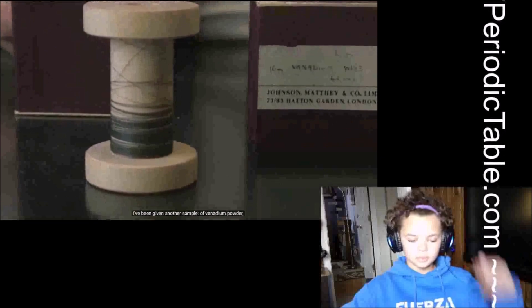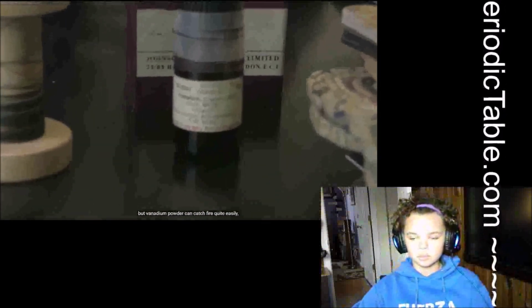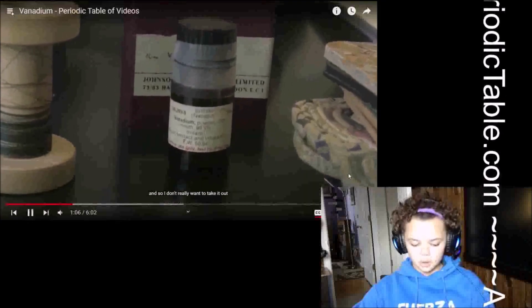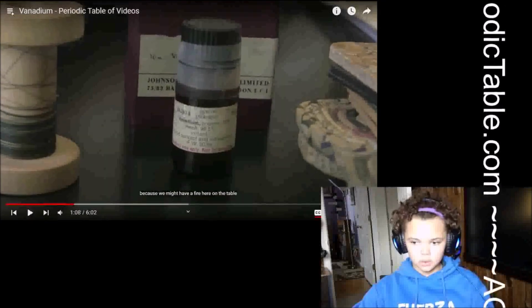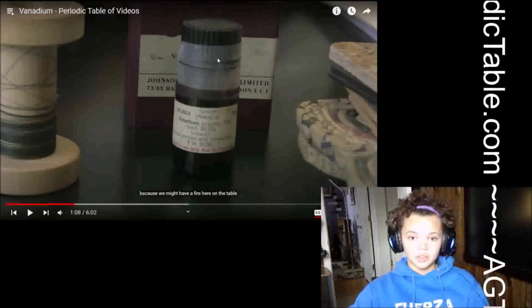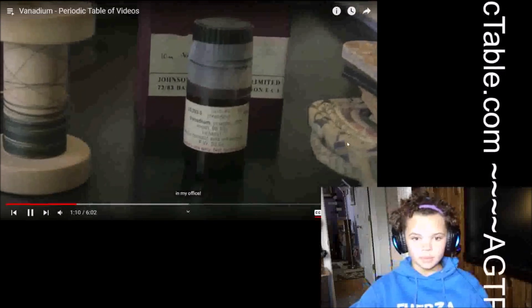I've been given another sample of vanadium powder, but vanadium powder can catch fire quite easily, and so I don't really want to take it out. Must be dangerous. I guess that's why they've taped it shut. We might have a fire here on the table in my office.